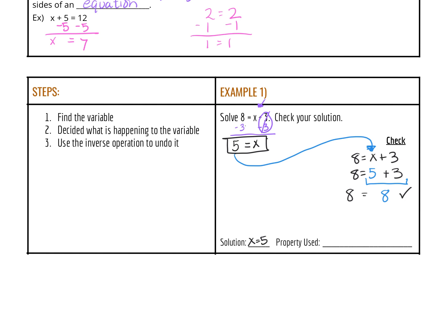And the property that I used is right here. It's what I did to both sides of the equation. So I subtracted. So it's a subtraction property of equality.